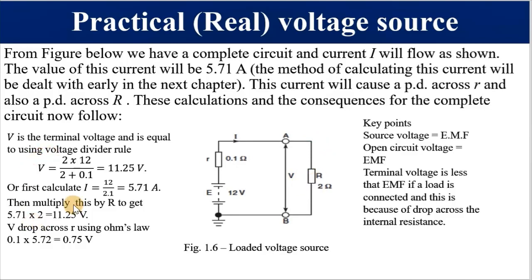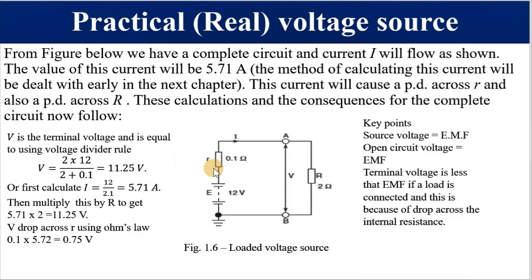Or the longer way that you can do, guys, is to first find current. How do you find current? Current is voltage divided by resistance. So you say 12 divided by total resistance. This is a series circuit. This is 2.1. So if you divide this, you get 5.71. So to find the potential difference across r, you say 0.1 times 5.71, you get 11.225 volts. Guys, make use of a calculator and confirm these.